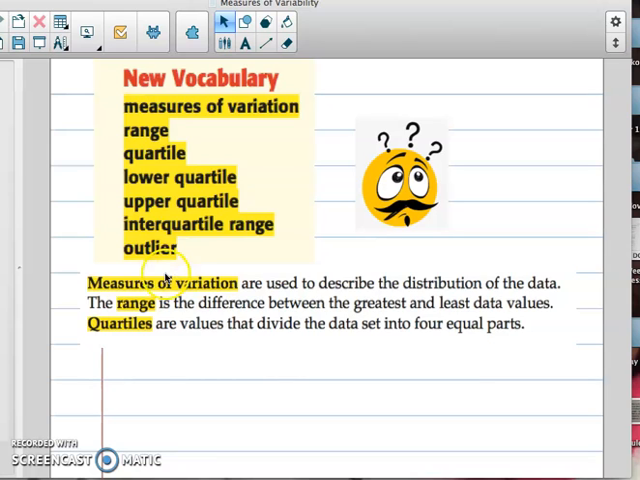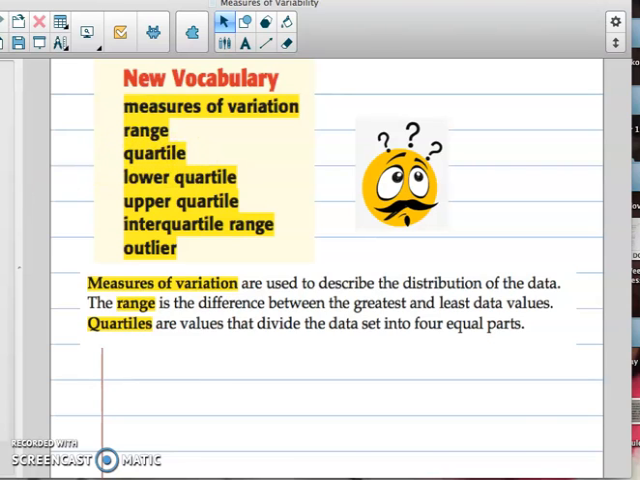So if you look at this, measures of variation are used to describe the distribution of the data. It's the same with measures of center, but this is more on distribution, how it was distributed. All right. The range is the difference between the highest and the lowest data value, or the greatest and the least. The quartiles, on the other hand, are values that divide the data set into 4 equal parts. That's why it was quartile. So it was divided into 4 parts.